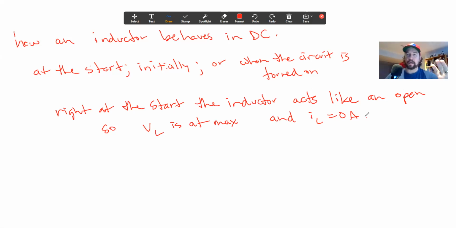It's an equation that we're going to see, which looks exactly like the equations for capacitors and the voltage for charging and discharging. They look exactly the same. We're just looking at a different quantity. It's not voltage, but current. But right at that beginning, your VL is max because it's an open, and your IL is 0. And you have to figure out what that max voltage is.